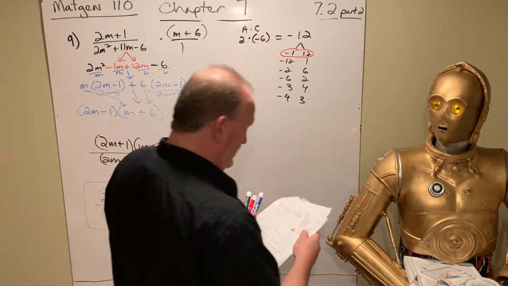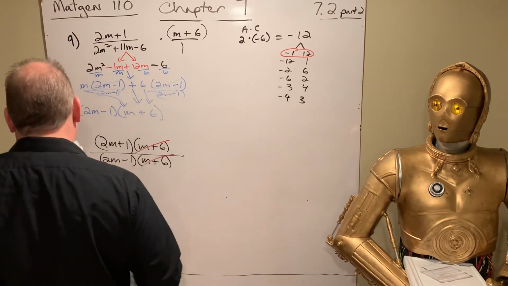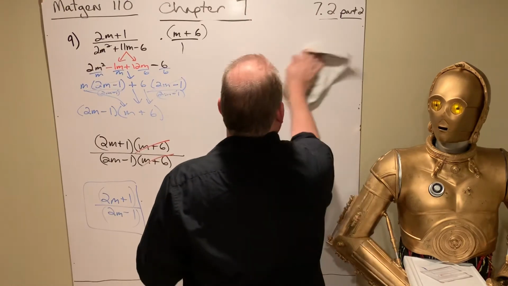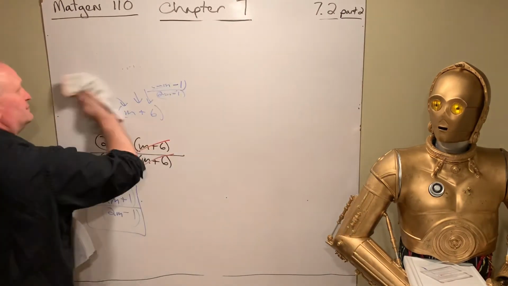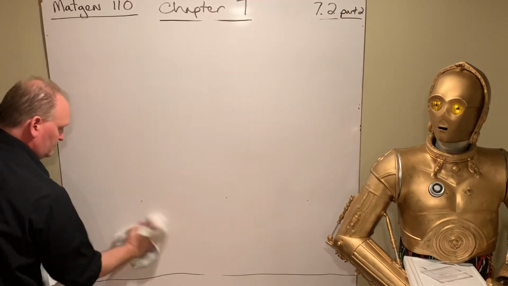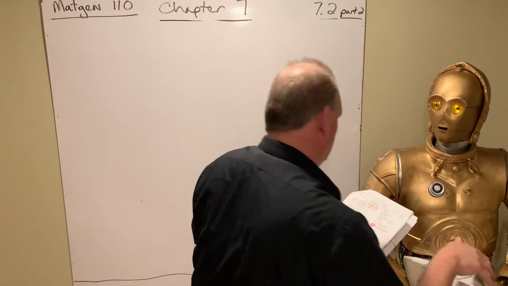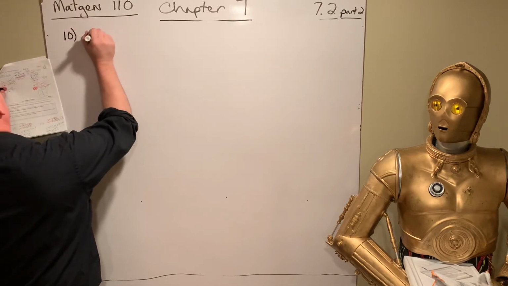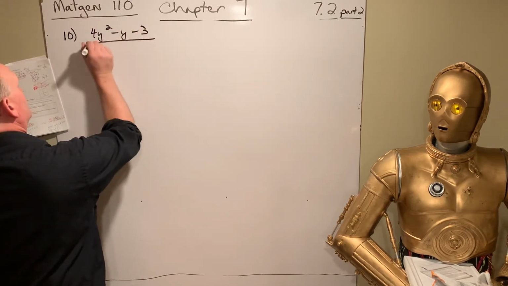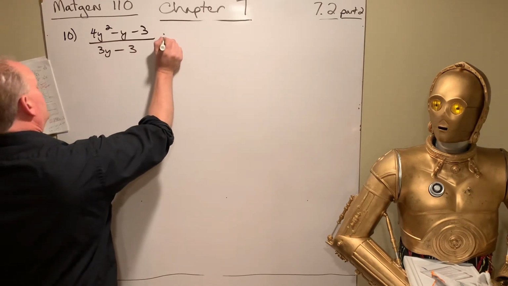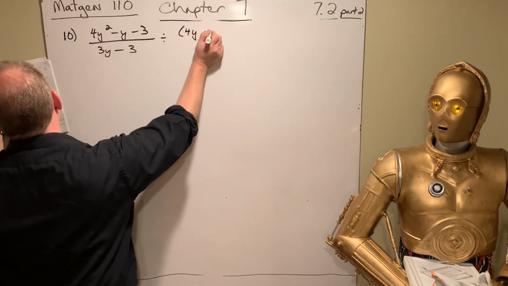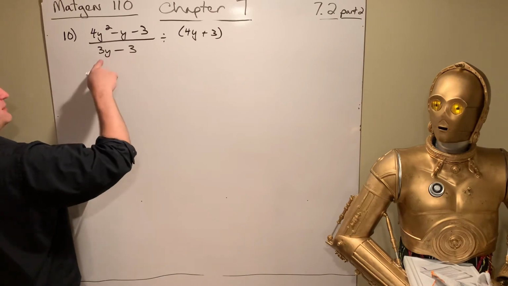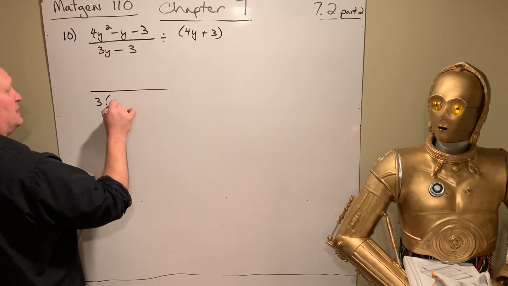Okay, let's look at the last one. Pretty similar. So number 10 is 4y squared minus y minus 3 over 3y minus 3 divided by 4y plus 3. So that one is going to factor, we can factor out a 3 on the bottom, get y minus 1.